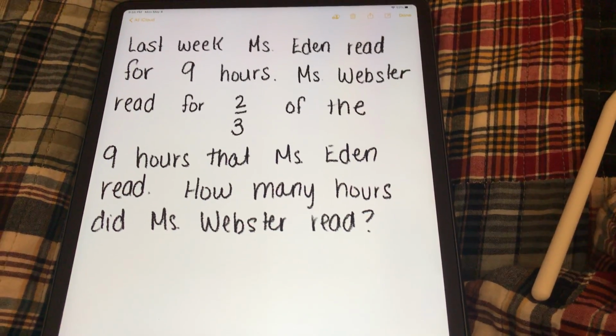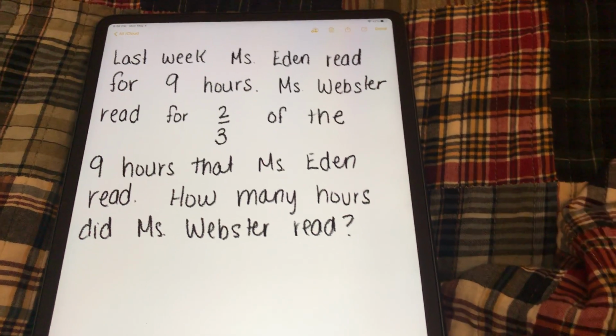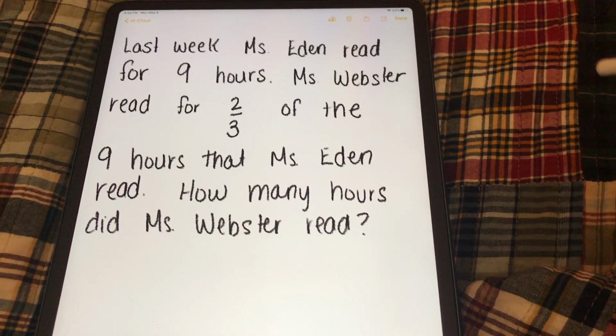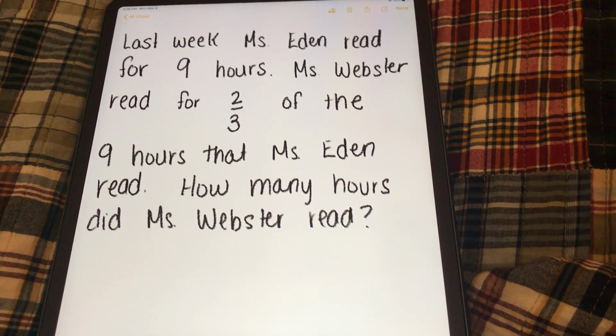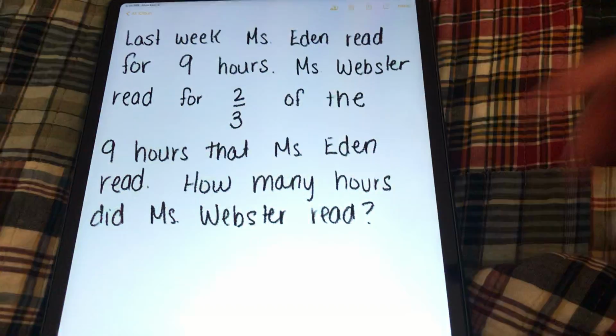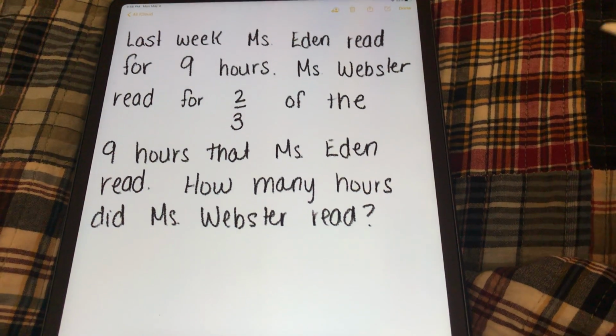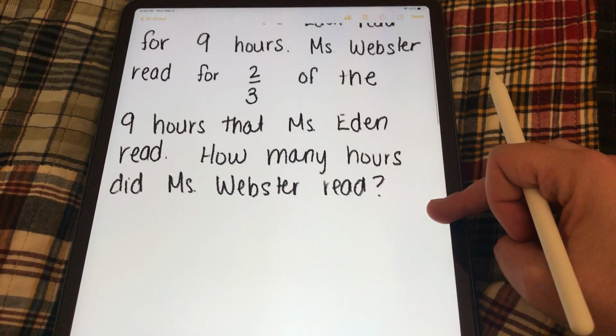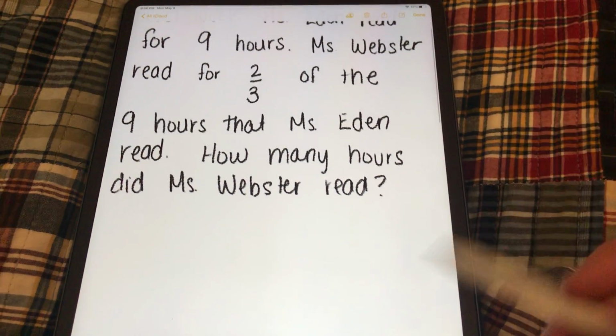So let's get started. This first question looks a lot like what we did last week. So here we go. Last week, Miss Eden read for 9 hours. Miss Webster read for 2/3 of the 9 hours that Miss Eden read. How many hours did Miss Webster read?